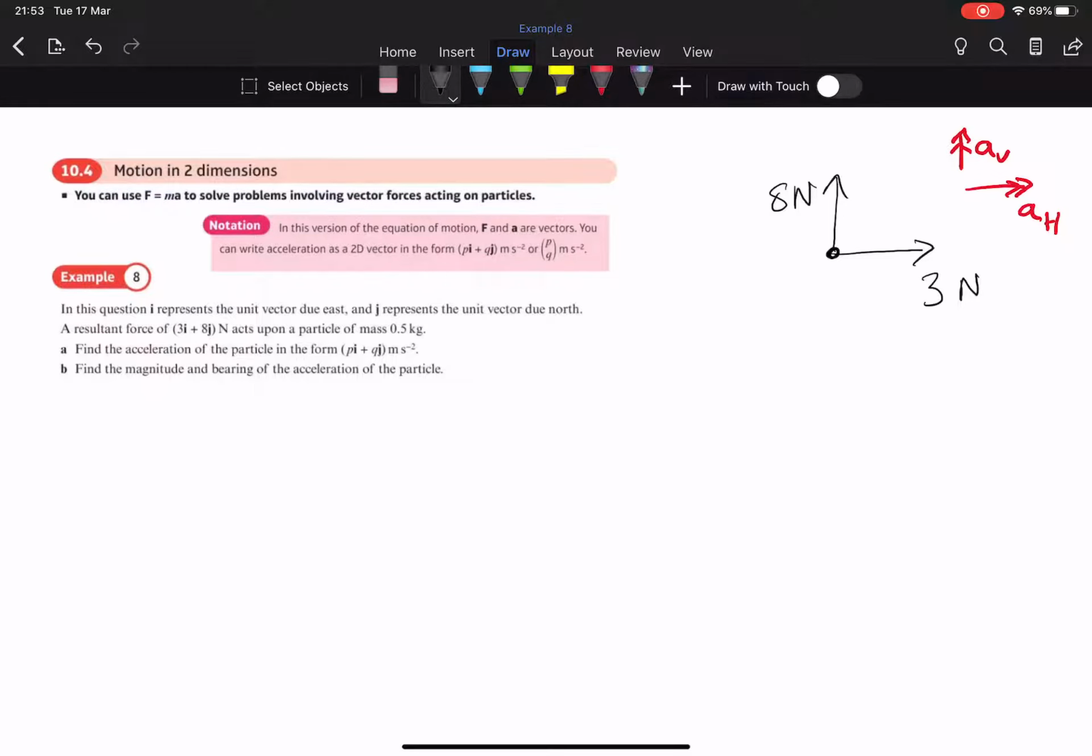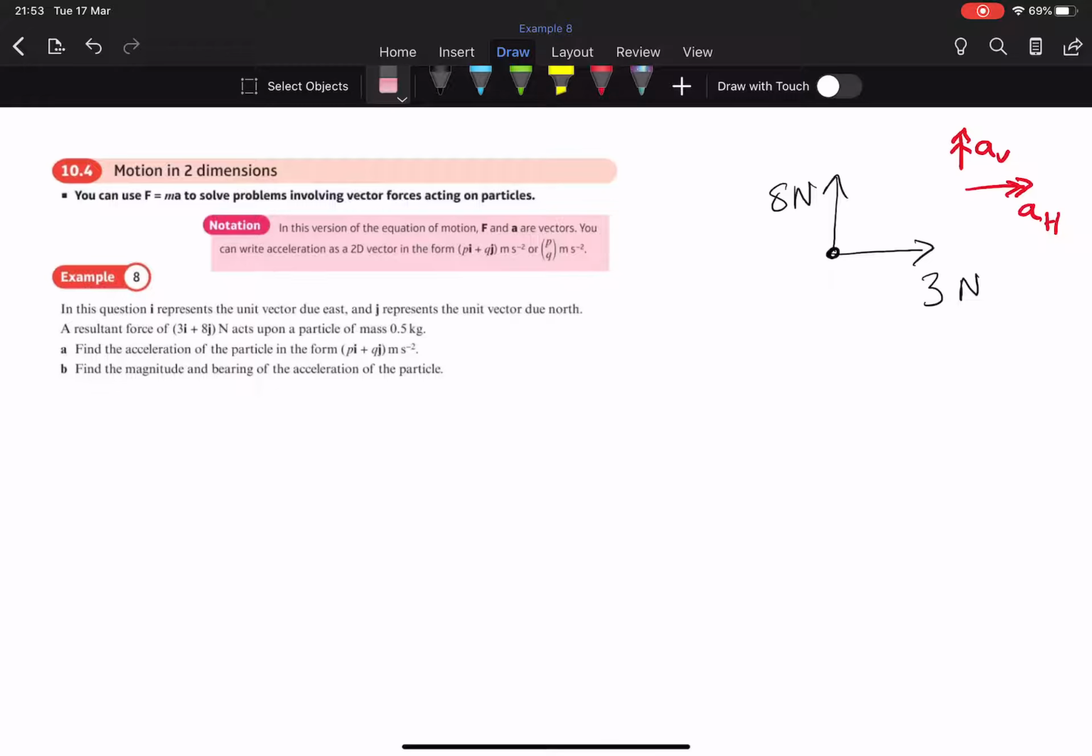So in this example, we're going to do F equals ma, but in 2 dimensions. So far we've only done it in 1 dimension. We've got this force, which is 3i plus 8j. That means that there's a force of 3 newtons acting to the right and 8 newtons acting upwards.